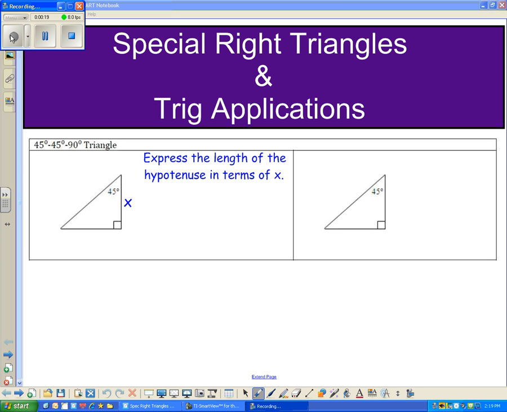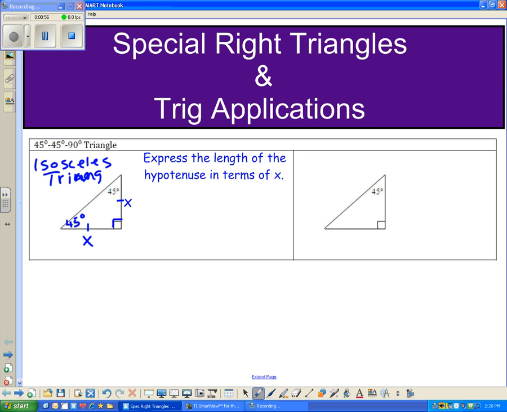Now, we know by theorems in geometry that if we have a triangle that has a 45-degree angle, that means that this angle down here also must be a 45-degree angle as long as this is 90, because the interior angles of a triangle have to add up to 180. So I'd have 90, and then 45 and 45 make 90, giving me 180, which tells me that these two sides are also equal, meaning that one would also be x. So if I name my two sides that are equal, which by the way is an isosceles triangle, I can use that to find my missing side length.